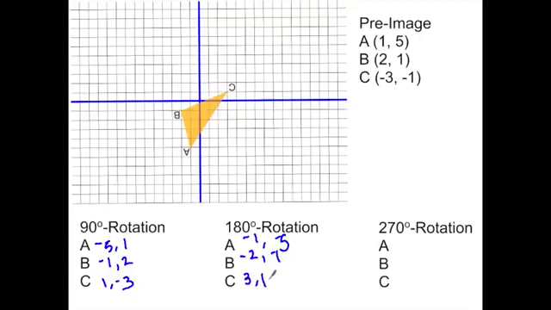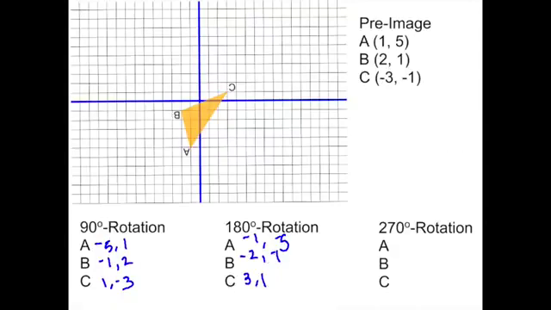Okay? Do you remember the rule? Sure, maybe, maybe not. Okay, well the rule was you just changed the signs of the x and the y's, and that's exactly what we did. We started with (+1, +5), now we're at (-1, -5). We started with (+2, 1), now we're at (-2, -1). We started at (-3, -1), now we're at (+3, +1). So you can remember the rules, or if you can remember to turn your paper in a 90 degree rotation counterclockwise or 180 degree rotation counterclockwise, you should be set with these rotations.